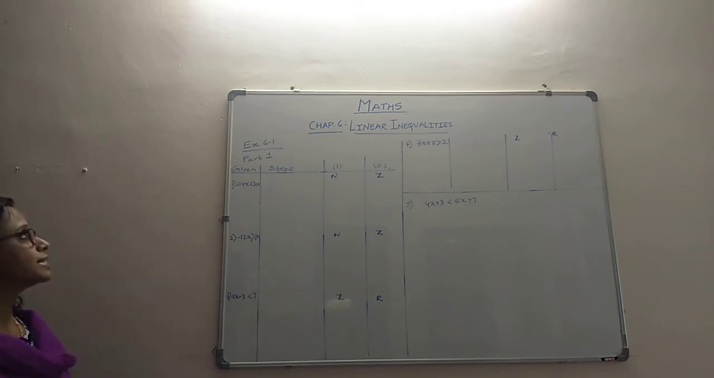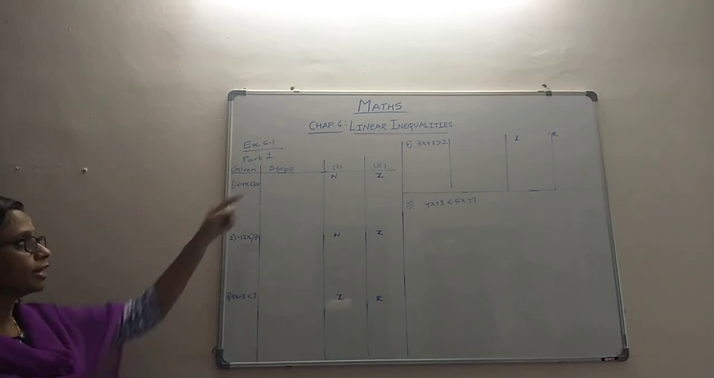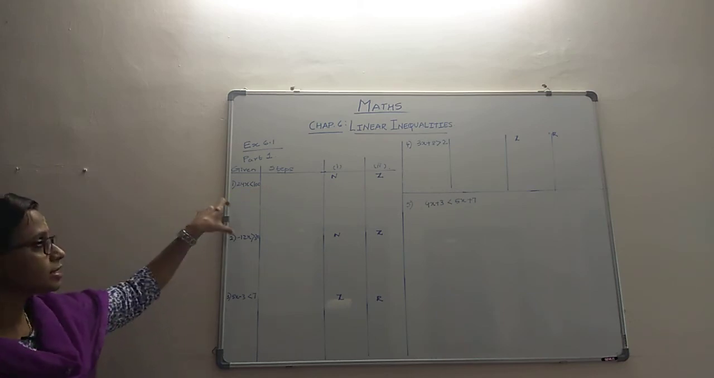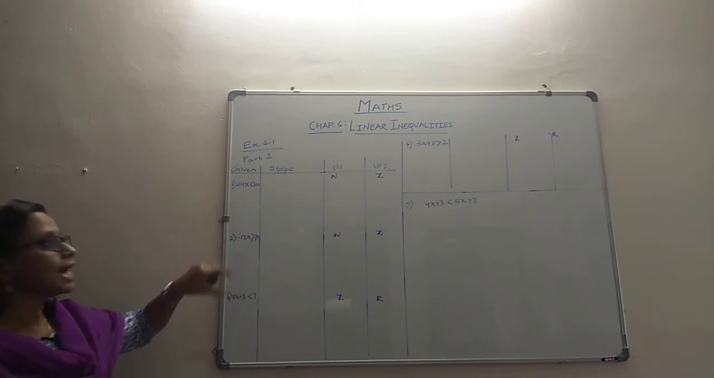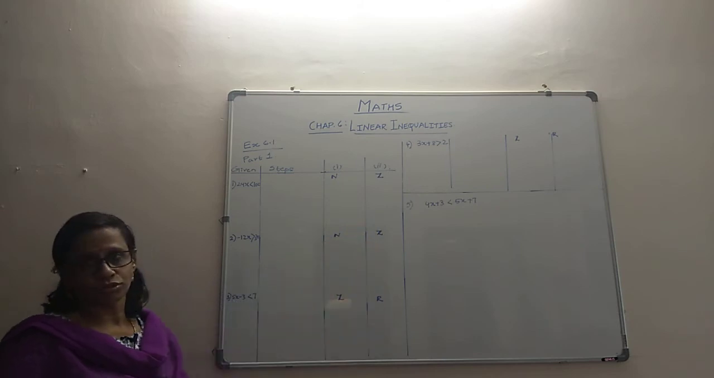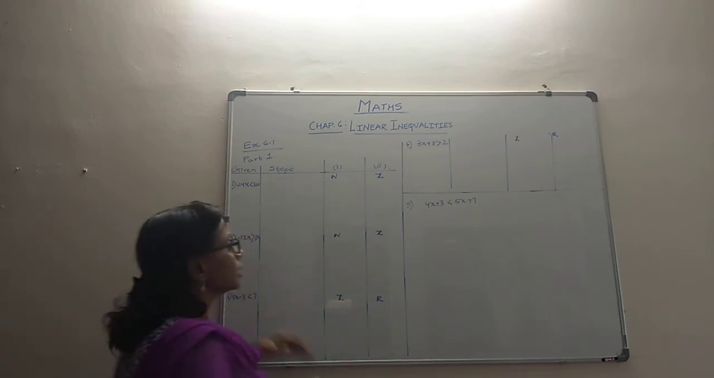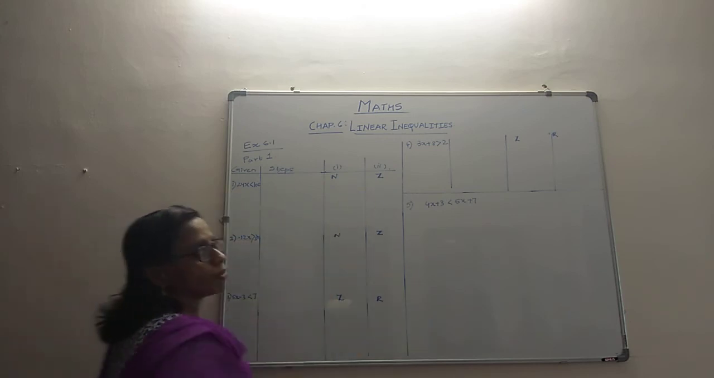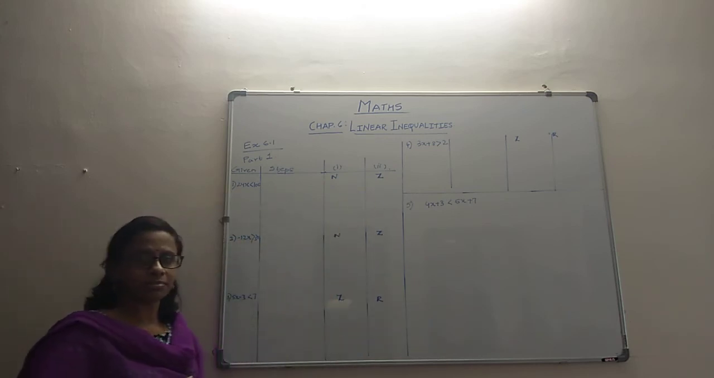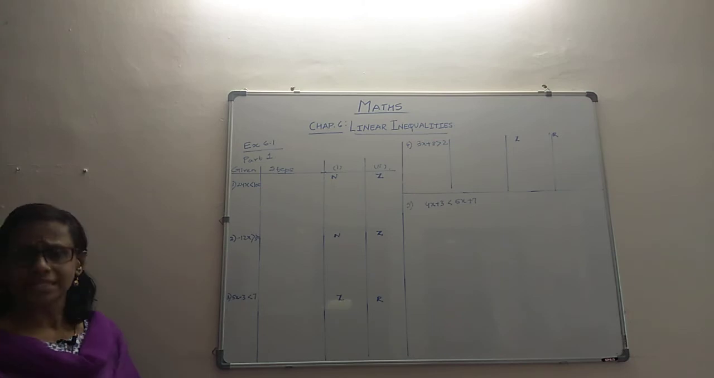Now in this, the first, second, third and fourth questions are giving us some inequalities and asking us to predict the solutions. Because the steps are getting repeated, instead of doing it separately, we are doing it in a table form so that we don't have to keep writing the steps again and again. So let's start right away.